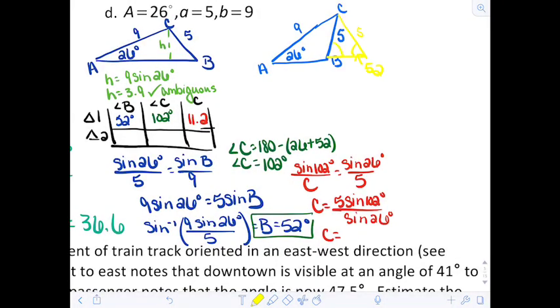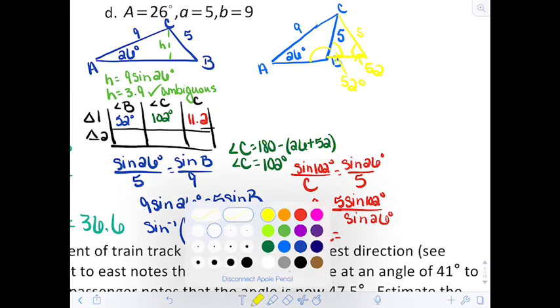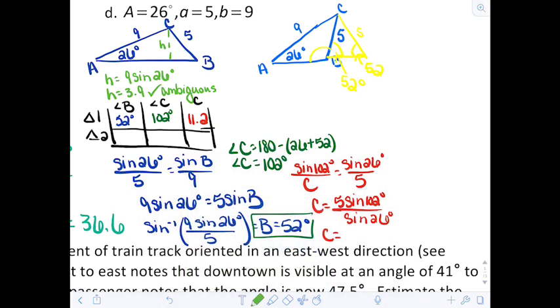So 52 degrees, this also has to be 52 degrees. So then this is going to be 180 minus 52, and that will be 128. 180 minus 52, 128. Okay, so that's my new angle B. To find angle C, I'm going to take 180 degrees and subtract 128 plus 26, and oddly enough, I get angle C to be 26 degrees.